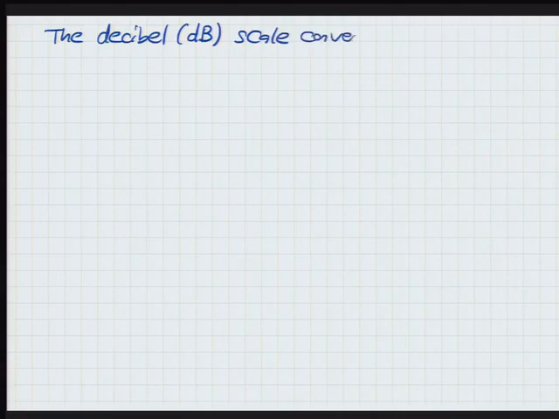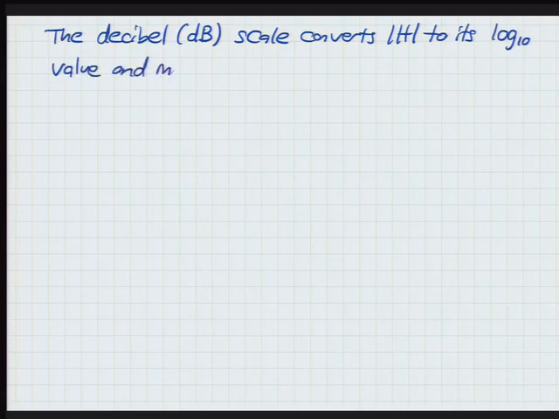All right. So, the decibel scale, and it's abbreviated as dB, converts the magnitude H to its logarithmic value, to its log in base 10, to its log 10 value, and multiplies by 20, the magic number.